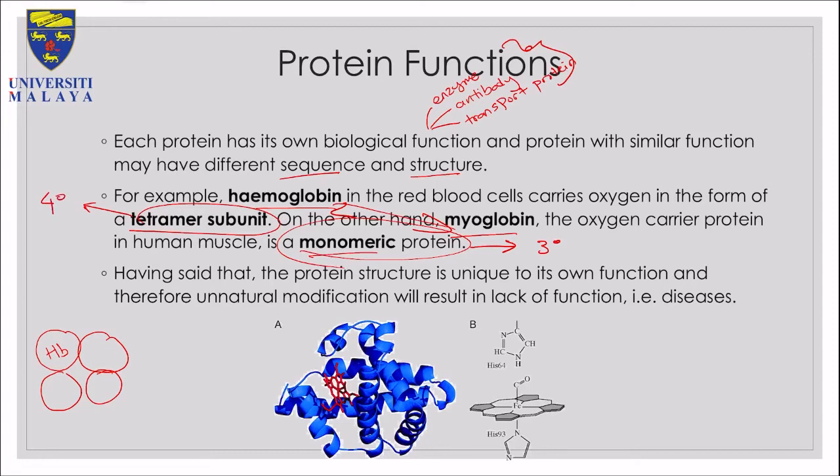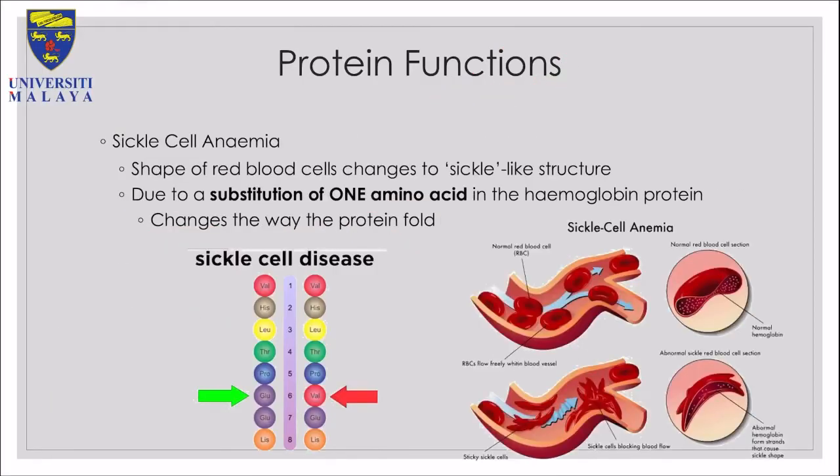Okay, so having said that, protein structure is unique to its own function, and therefore unnatural modification will result in lack of function. So we will look at some examples of diseases that occur as a result of unnatural modification. One example is sickle cell anemia.